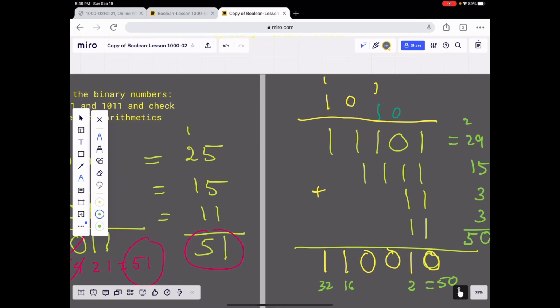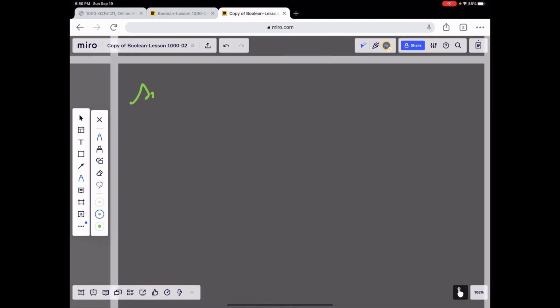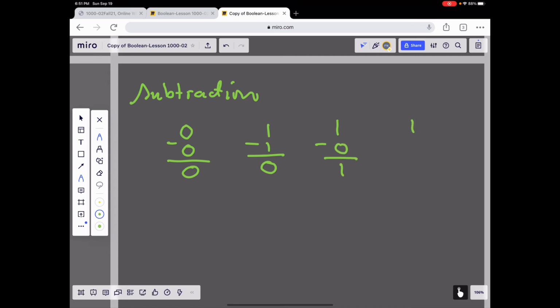Okay, and I'm going to talk about subtraction. So in subtraction of binary numbers, we have to look at the rules first. 0 minus 0 equals 0. 1 minus 1 equals 0. And 1 minus 0 equals 1. And 10, which is 2, minus 1 equals 1. So always remember that. Okay, those are the rules that we have to follow.